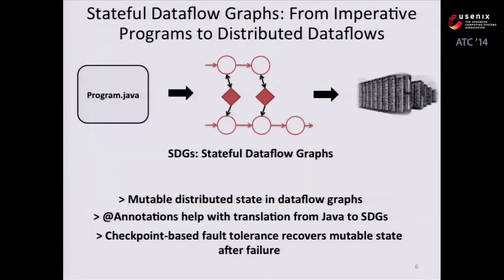To do that, we introduce stateful data flow graphs. This is a new data flow abstraction where we introduce mutable distributed state explicitly in the data flow graphs. We provide some annotations that will help us translate Java programs to this new abstraction. We also have a checkpoint-based fault tolerance model that helps us recover the state, even when it is explicit, after a failure.